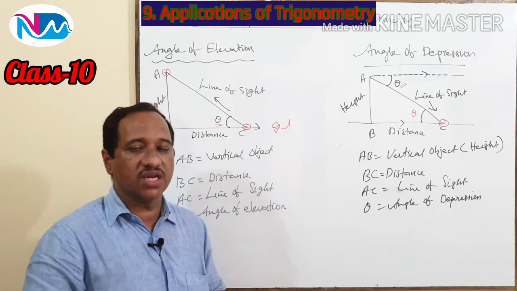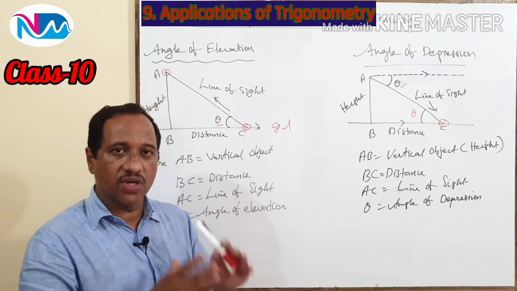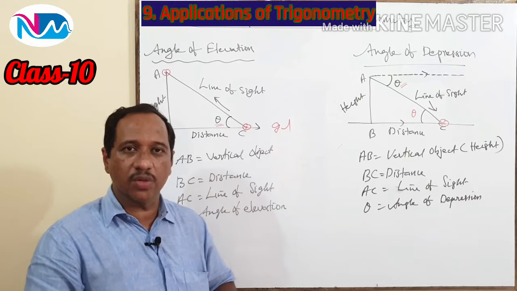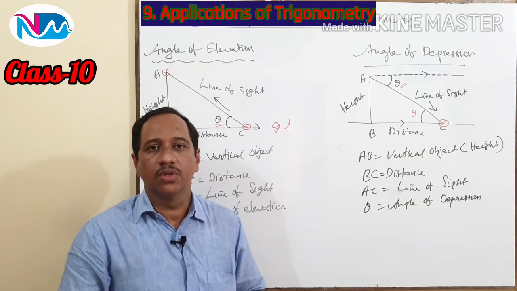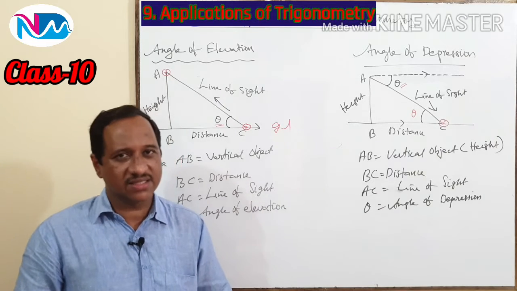The situations are very familiar. We will draw the right angled triangle and we will use a suitable trigonometric ratio to solve the question. So let us start the exercise.